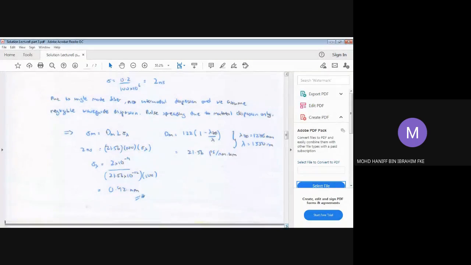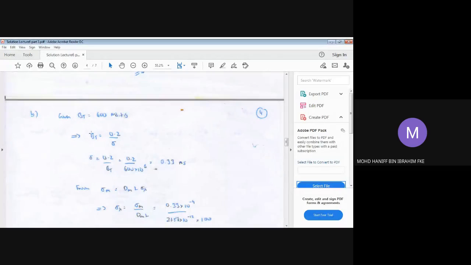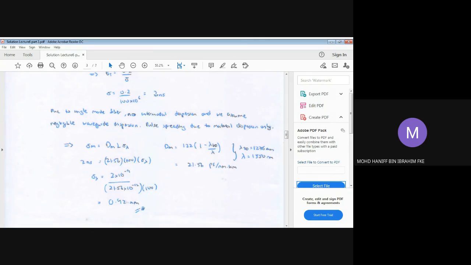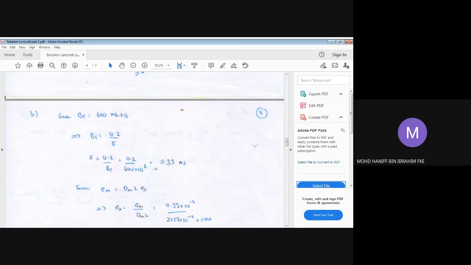Your BT is 600 megabit per second. So from this BT, you can calculate the new RMS pulse spread: 0.2 over 600 megabit. Now the pulse spread has been reduced tremendously. Before this, it was 2 nanoseconds when we had a 100 megabit per second data rate. But when we increase the data rate to 600 megabit per second, the pulse spread is reduced to 0.3 nanoseconds. So the pulse spread value is very small now.